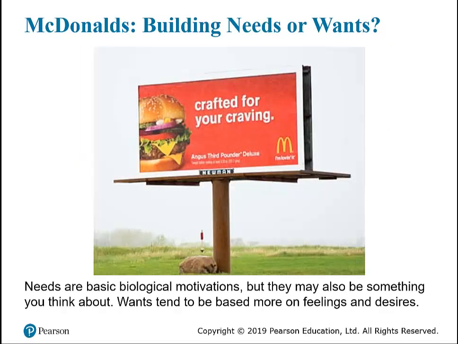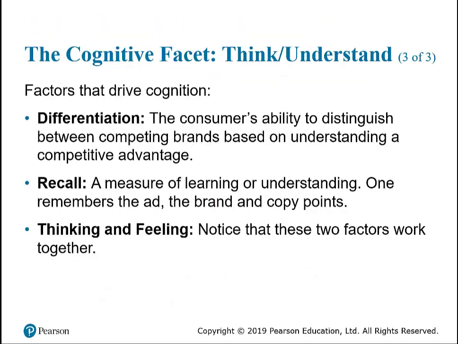McDonald's. Building needs or wants. Needs are basic biological motivations, but they may also be something you think about. Wants tend to be based more on feelings and desires. Looking at this ad, do you believe it's appealing based on needs or wants? Explain your thinking. The cognitive facet. Think, understand. Factors that drive cognition.